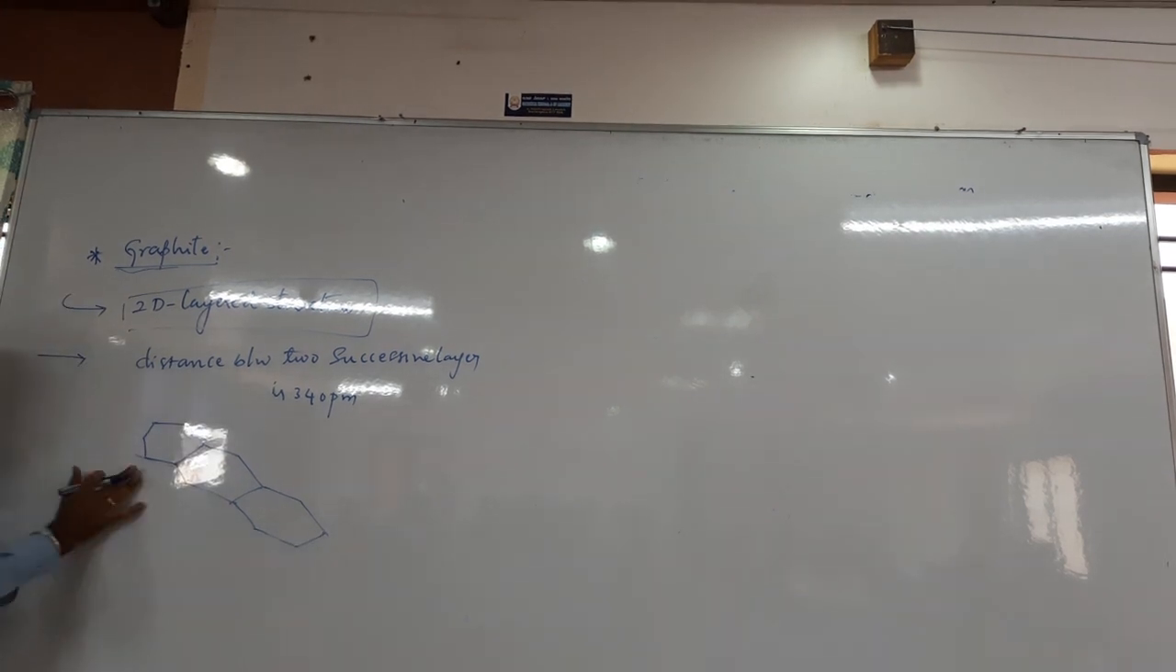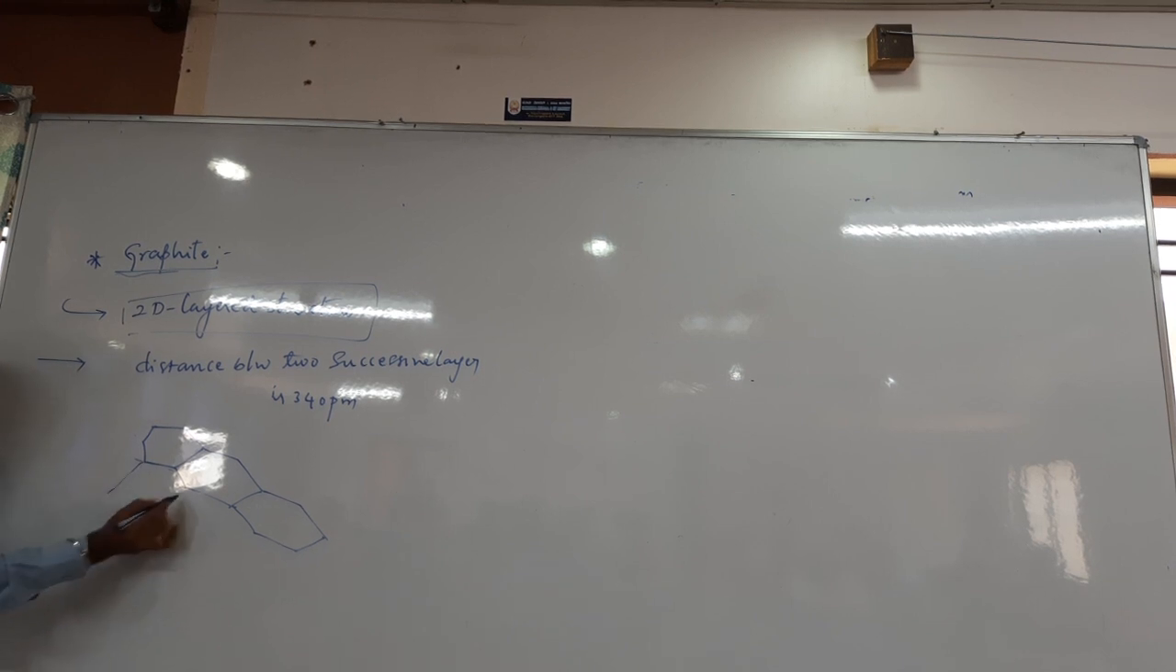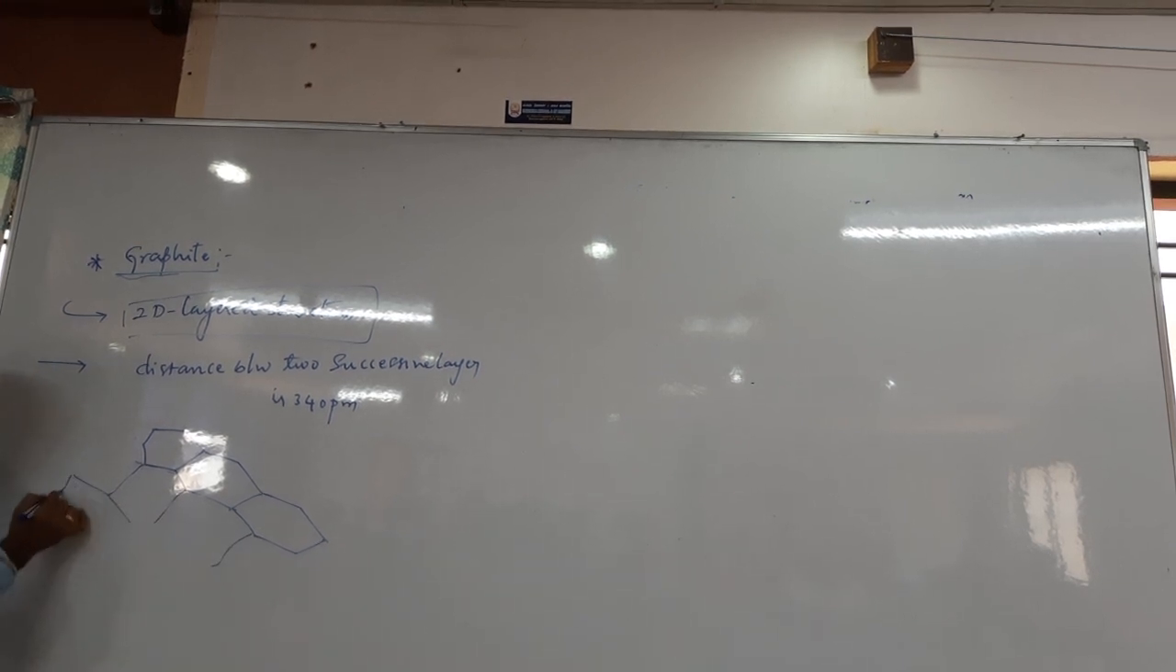So if you just consider this as one layer, successive layers have to be there over it. This layer is formed somewhat like this.